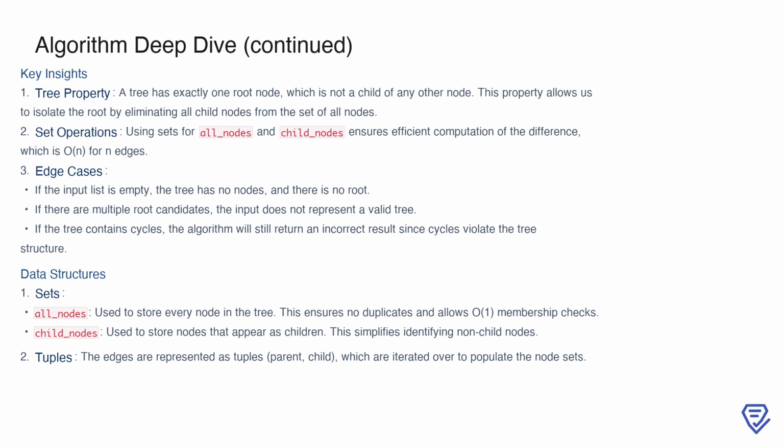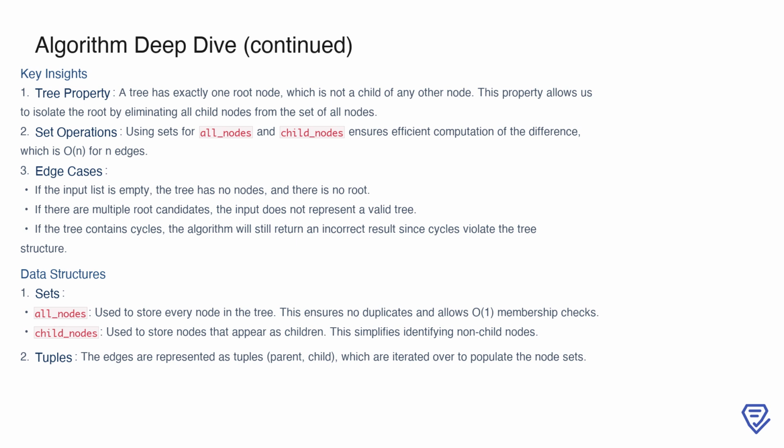Second, using sets for all nodes and child nodes is computationally efficient. Operations like subtraction have a time complexity of O(n), where n is the number of edges. Third, we need to account for edge cases. For example, if the input list is empty, there are no nodes, and hence no root. If the difference between all nodes and child nodes results in multiple nodes, the input does not represent a valid tree. Similarly, if the input contains cycles, the algorithm will fail because cycles violate the tree structure.